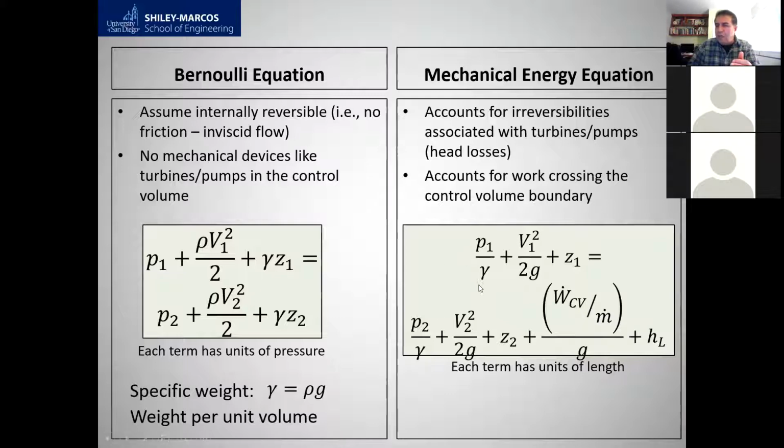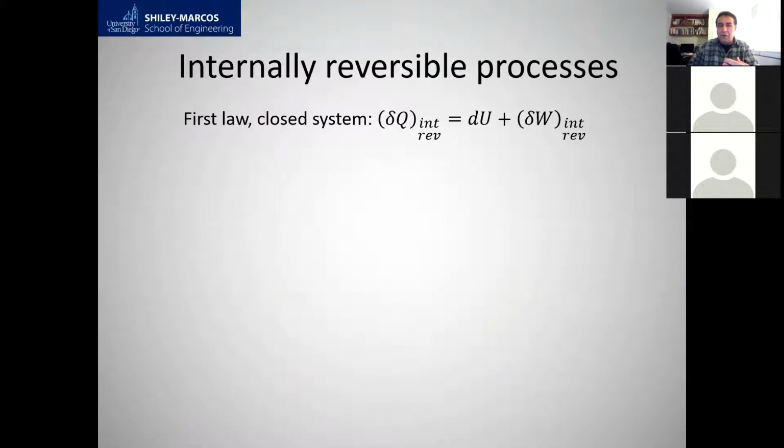Dividing by the specific weight converts this to units of length, because each term on the left-hand side and on the right-hand side, if you balance the units, ends up with units of length, because head loss has a unit of length. So that's a general formula, and it can be simplified to a more compact formula for the energy equation.